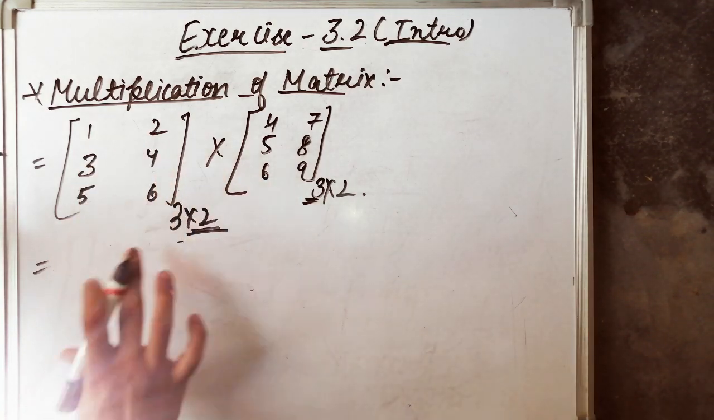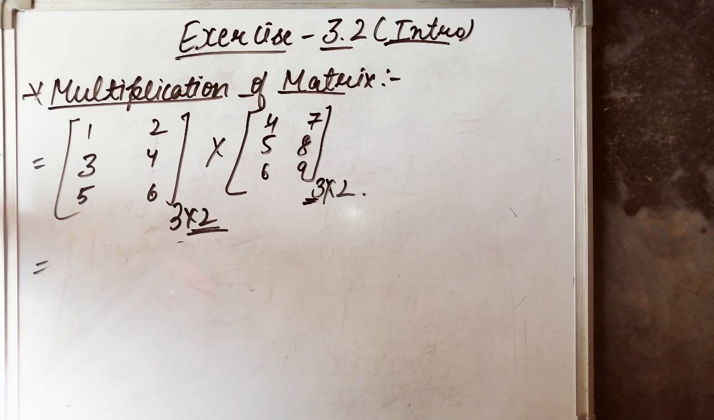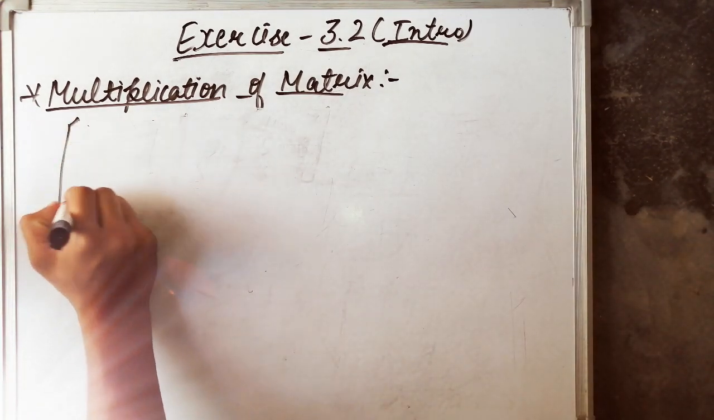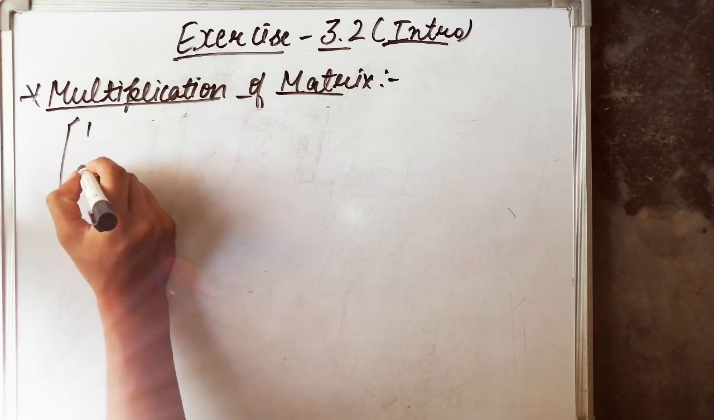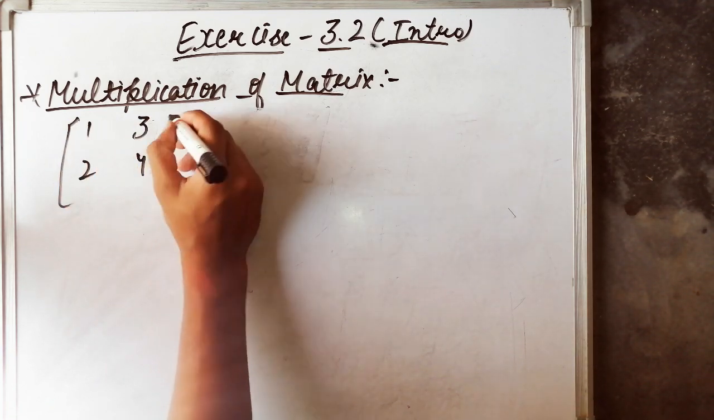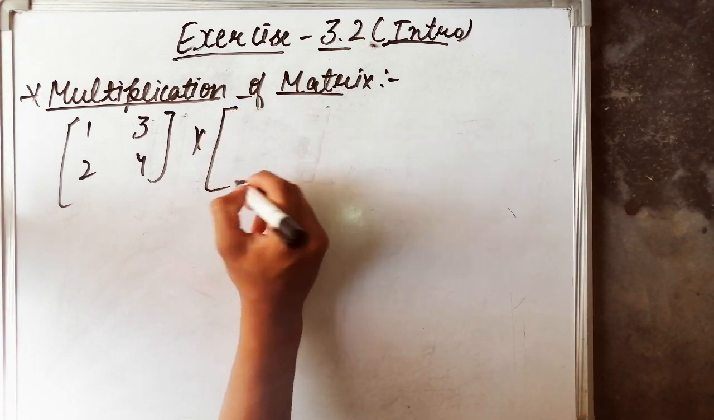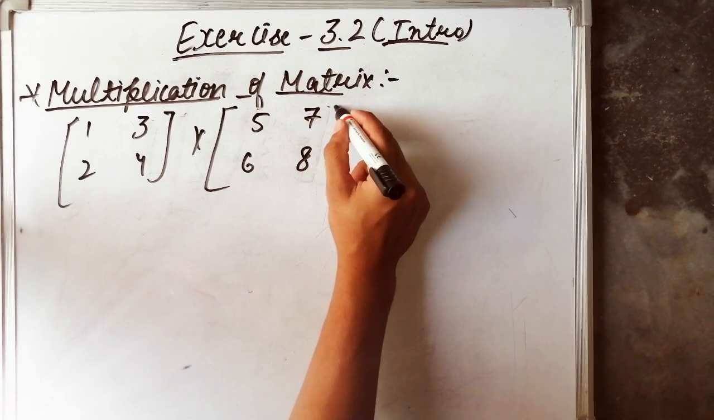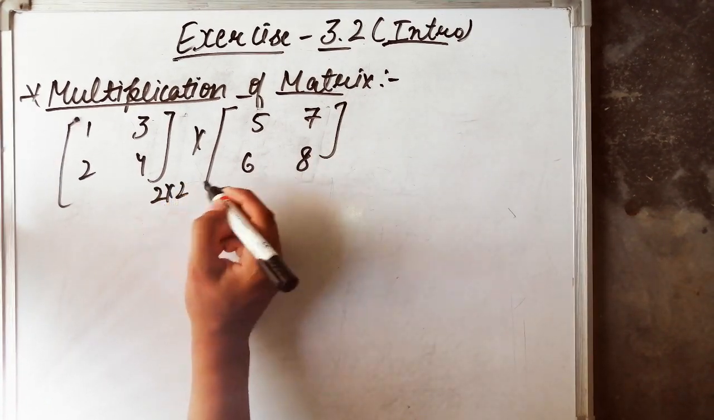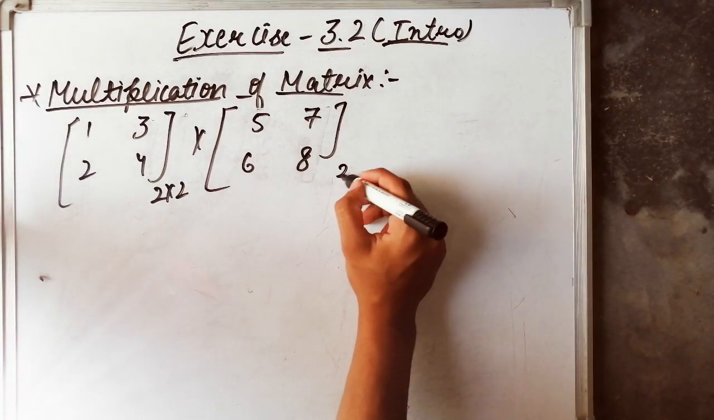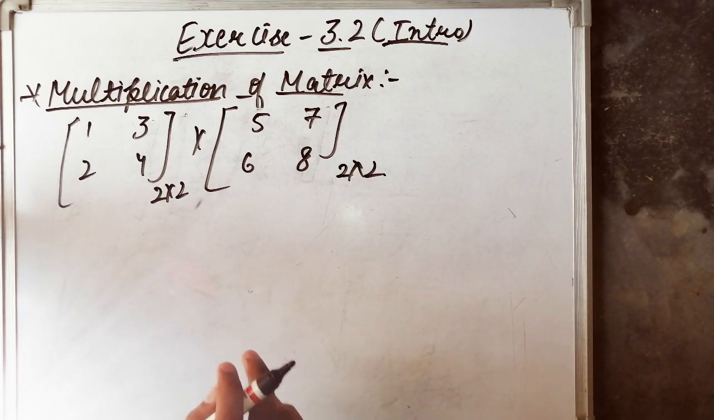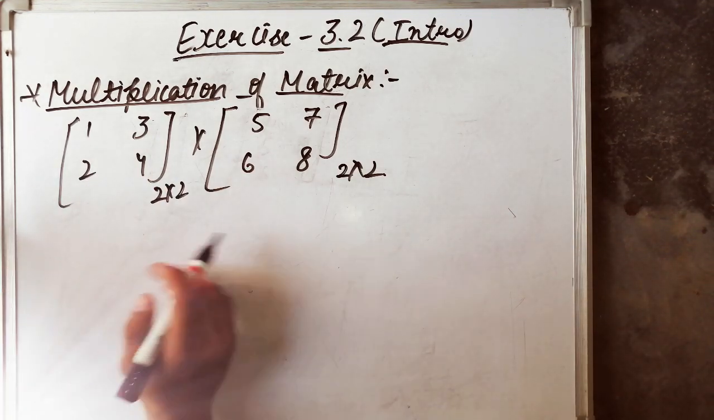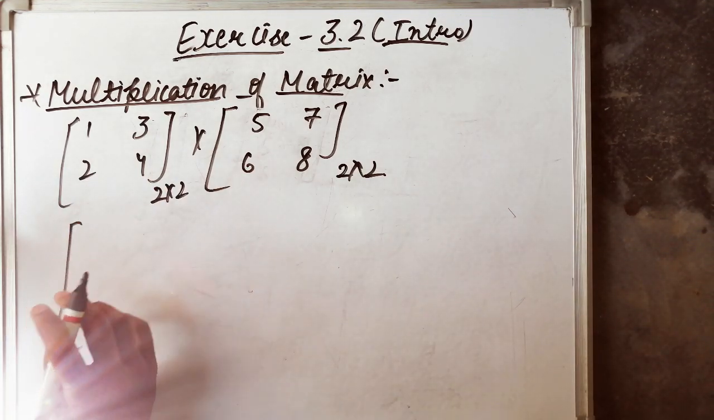So let's take any other example. For that, pause the video. Okay, let's take a matrix of order 2 cross 2, which has the elements 1, 2, 3, 4, and we need to multiply this matrix with 5, 6, 7, 8. This time the matrix has the order 2 cross 2 and this one is 2 cross 2 as well. Okay, let's multiply these two matrices.